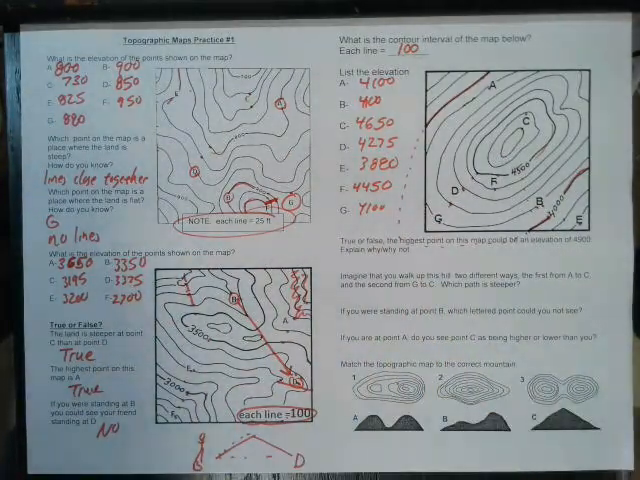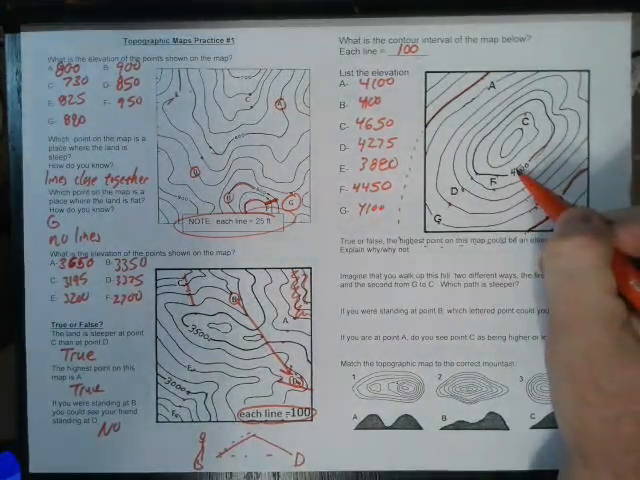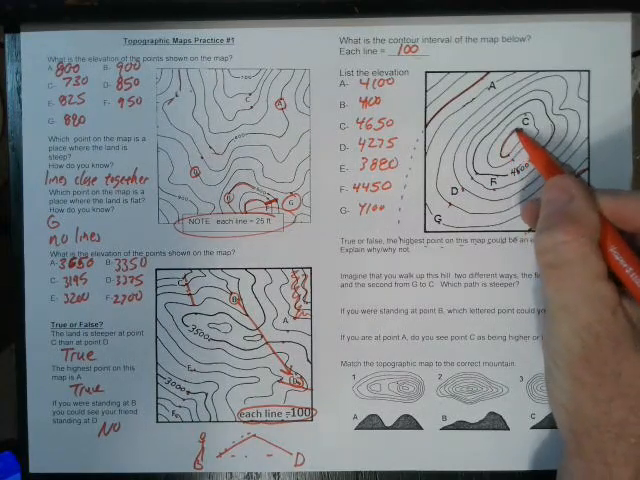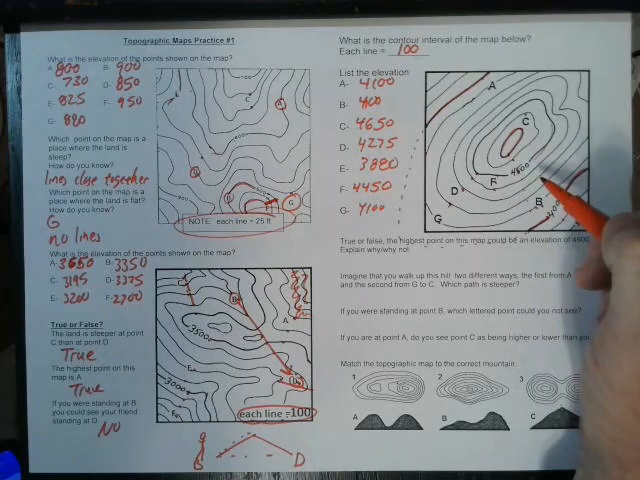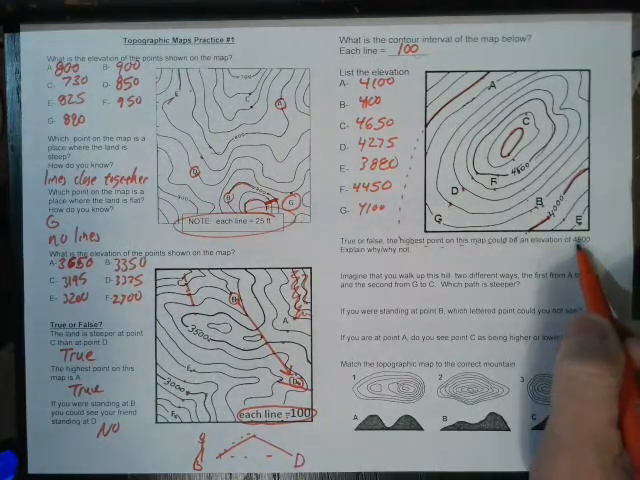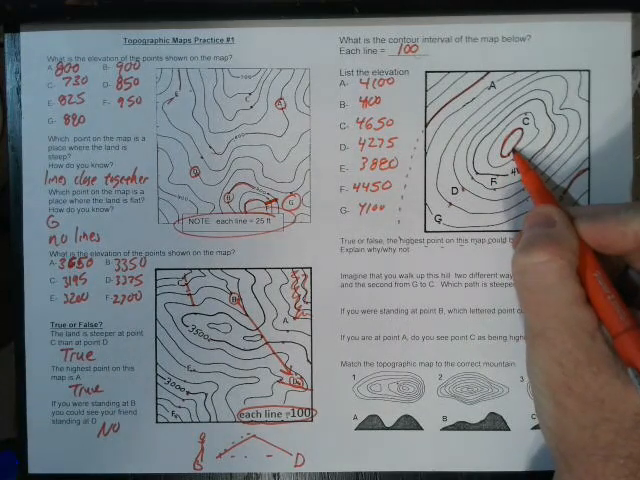True or false? The highest point on this map could be at an elevation of 4,900. Well, first of all, let's figure out where the highest point would be. If this is 45, 46, 47, so anything in this area here is above 4,700. And you know, 4,900, that's higher than 4,700. But remember, you got to have a line for each 100. So we're at 47 here. We never hit 4,800 because there'd have to be another line.